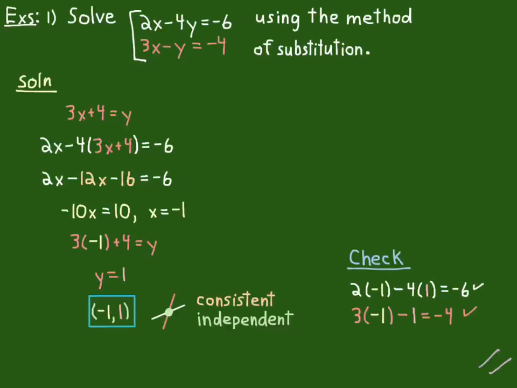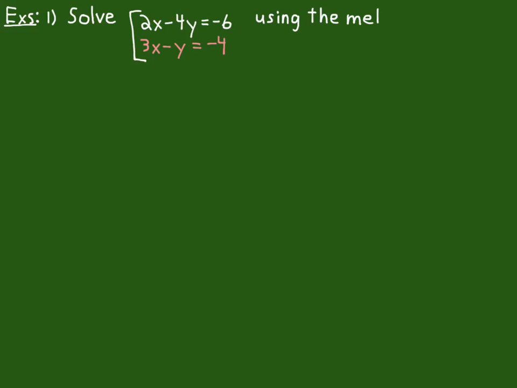Okay, so let's look at some examples. First, we'll do this one. Example 1, solve this system 2x minus 4y equals negative 6 and 3x minus y equals negative 4 using the method of substitution.